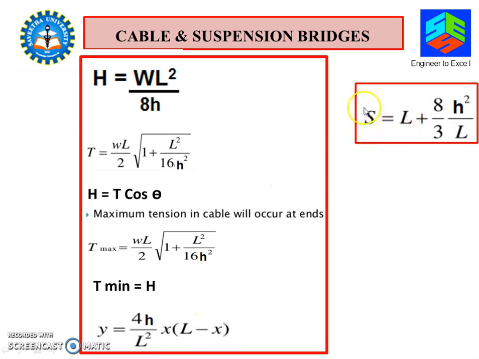And finally the length of the cable S. Because the cable will be in parabolic shape, the length is L plus 8 by 3 h square over L. This length of the cable is important because it plays a role in the economics: as the length of the cable increases, the cost of the cable and suspension bridge also increases. So the length of the whole cable is of great importance.